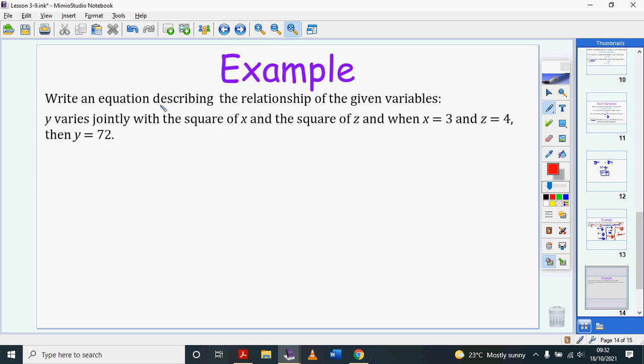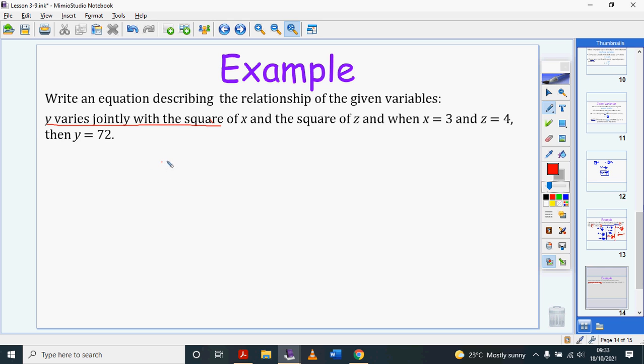Write an equation describing the relationship of the given variables. y varies jointly with the square of x and the square of z. When x is equal to 3 and z is equal to 4, then y is equal to 72. So first think for a second, this is not telling us it's varying directly or inversely, it's just telling us it's varying jointly. So when you come across something like that, how do you interpret that joint variation? Well, if you are not told explicitly that it's varying inversely, then when the statement says varies jointly, you can consider this to be a direct variation.